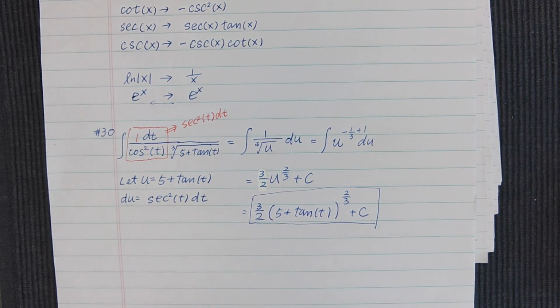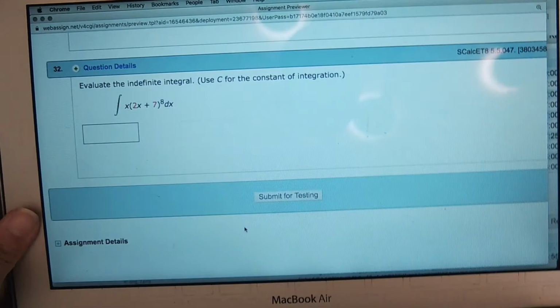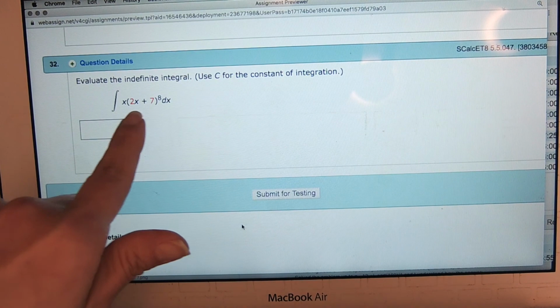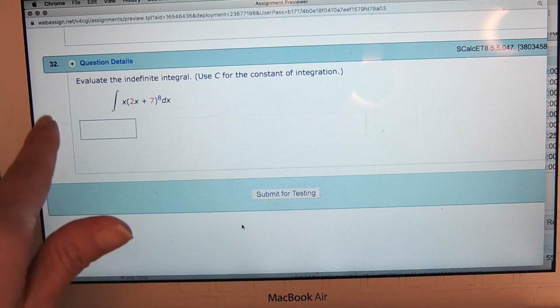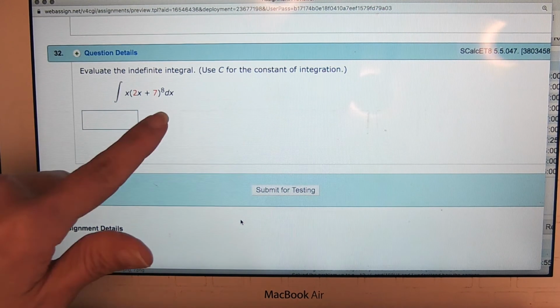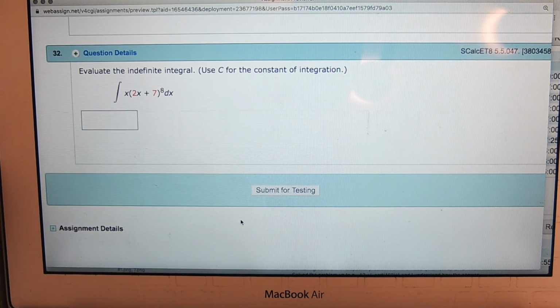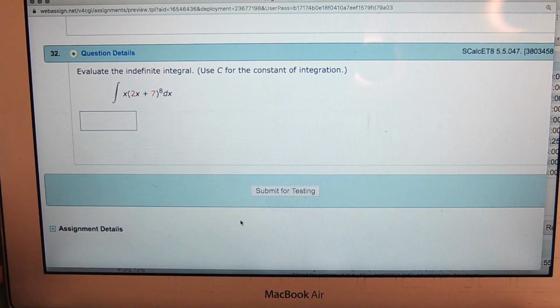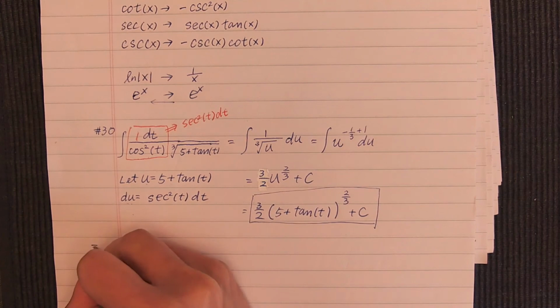Alright. Look at that one. This is your last practice exam, number 32. I want to practice this one, so you guys copy it. It's a practice exam with 32 questions, so make sure you master all the u-sub parts. Did you copy? Yes. Number 32.